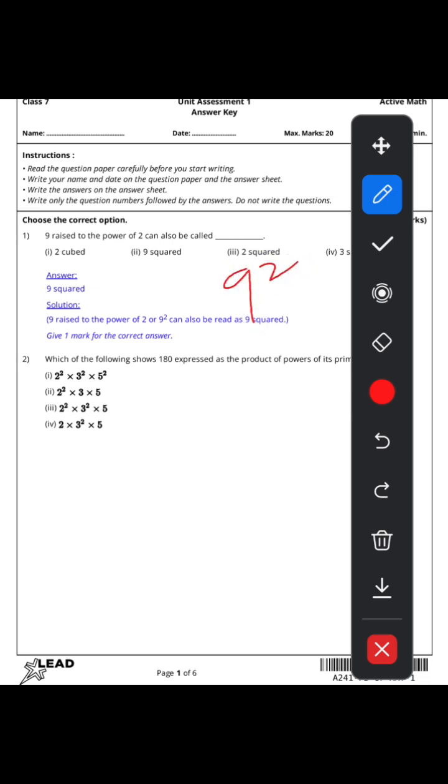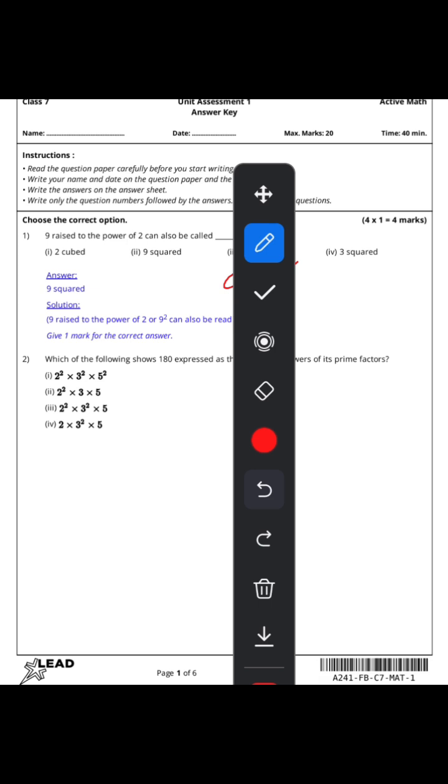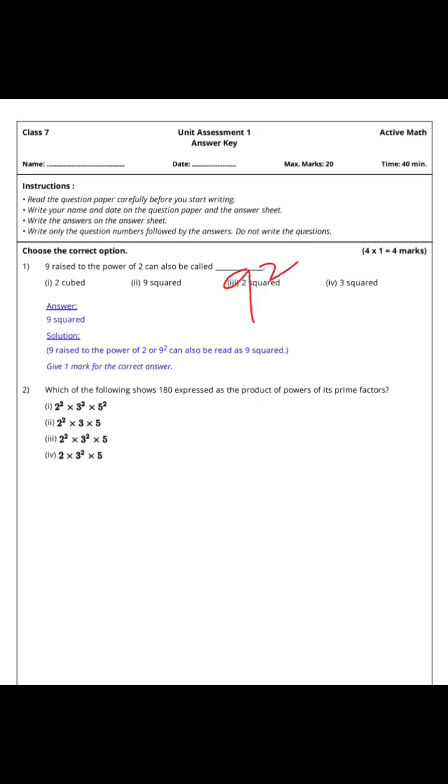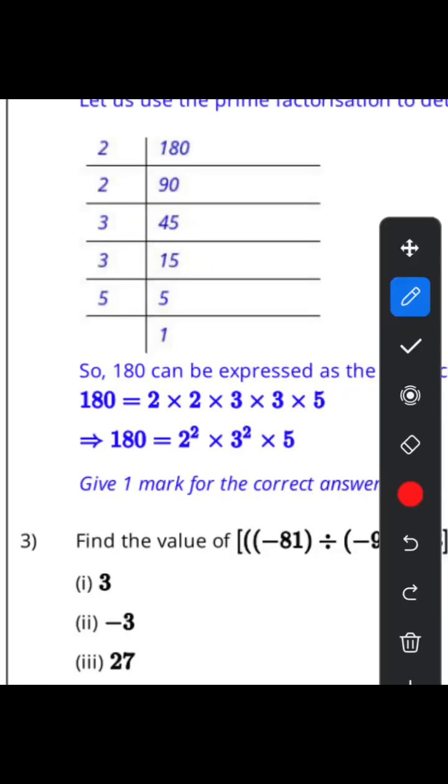Which of the following shows 118 expressed as the product of power of its prime factors? Let us use the prime factorization. When we divide 118, 2 nines are 18, 0 as it is. Again we divide by 2, 2 fours are 8, remaining 1, 2 fives are 10. Again 3 ones are 3, remaining 1, 3 fives are 15. And 5 ones are 5.